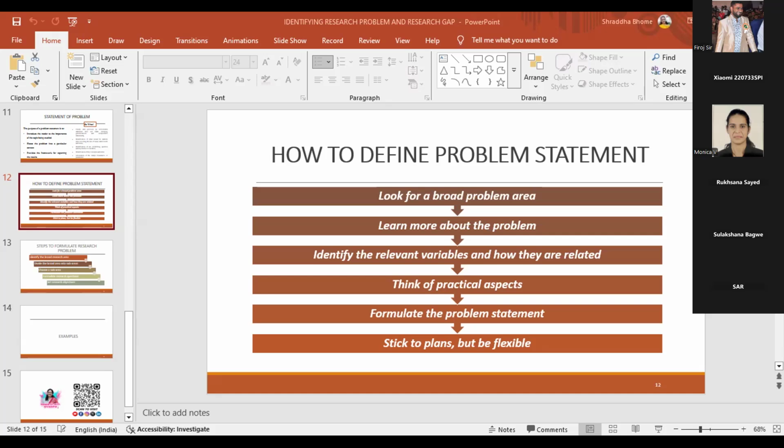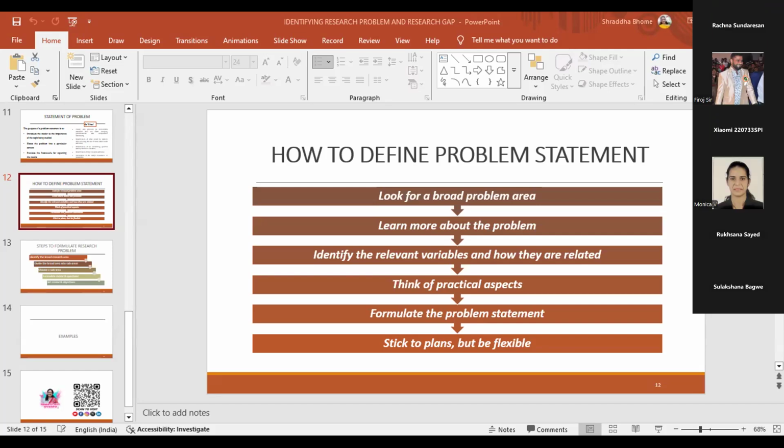Then you can identify the relevant variables and how they are related. Consider which variables are most important to the study. Will they answer the research questions? Once it is done, you will need to determine the relationship between these variables and how these research variables will affect the research problem, and then think on practical aspects of the same.